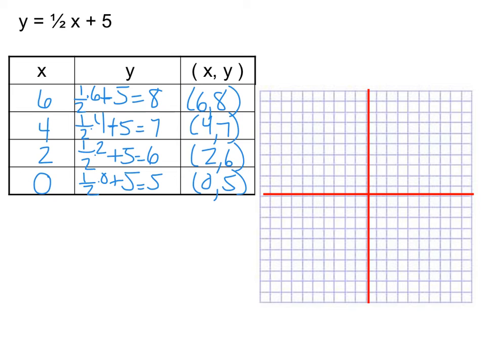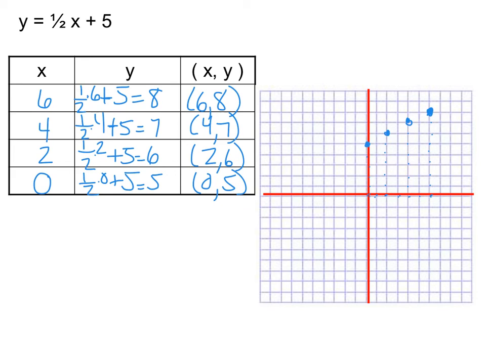And now we're ready to graph. I have my ordered pairs. So starting at the origin, I count 1, 2, 3, 4, 5, 6, and I go up 1, 2, 3, 4, 5, 6, 7, 8, and put a dot down. And then I start at the origin again, and I go 1, 2, 3, 4, and up 1, 2, 3, 4, 5, 6, 7, and put a dot. And start at the origin 1, 2, and go up 1, 2, 3, 4, 5, 6. And the last one is 0, 5, so on the y-axis, go up 1, 2, 3, 4, 5.